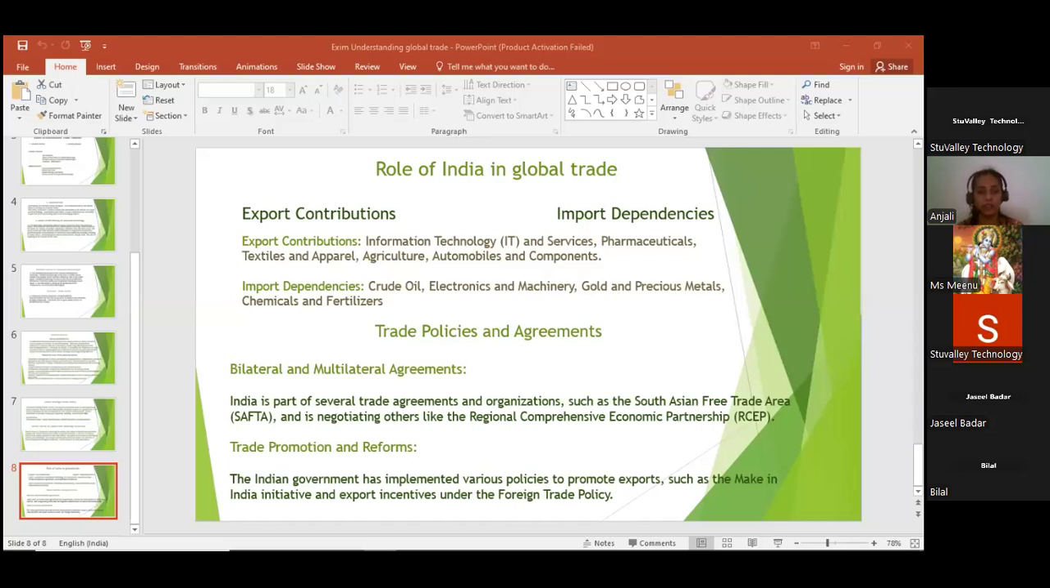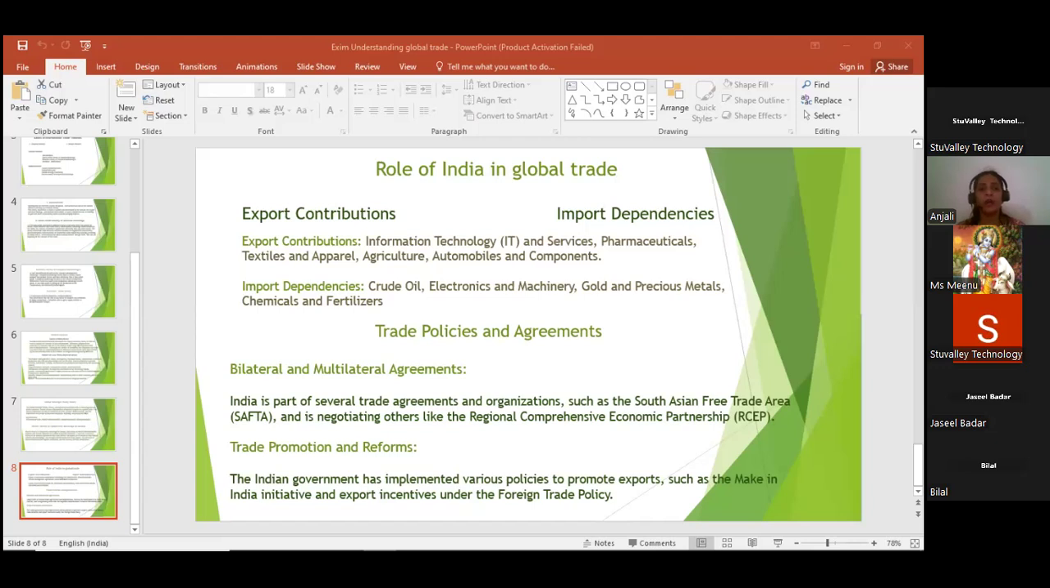And also the pharmaceuticals, for example, the Ayurvedic raw materials or the plants, which have good climatic conditions according to the geography, climate, rain, sun, these types of conditions. We are also exporting pharmaceutical products to other countries. The textiles and agriculture products, and also the automobiles and other components, we are exporting to different countries.